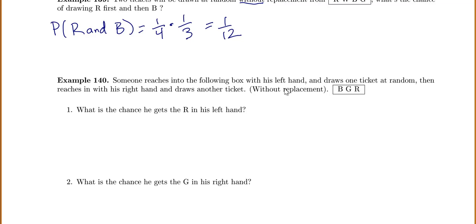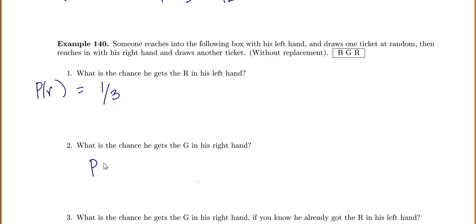For our next example, someone reaches into the following box with his left hand and draws 1 ticket at random. Then reaches in with his right hand and draws another ticket. So this would be without replacement. And this is from the box B, G, R. So number 1, what is the chance that he gets a red in his left hand? Well, that would be 1/3. Let's see, number 2, what's the chance that he gets the G in his right hand? That would be 1/3, because we didn't say anything about what he got in his left hand. So once again, you can use just that unconditional probability.